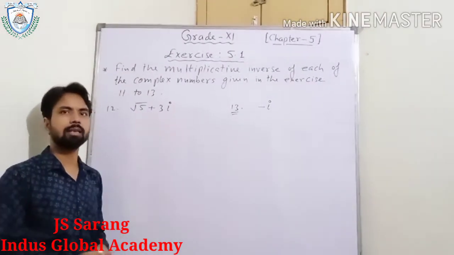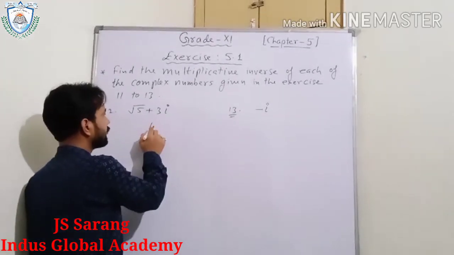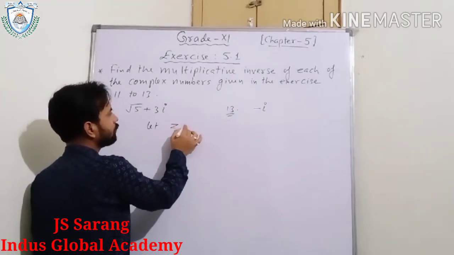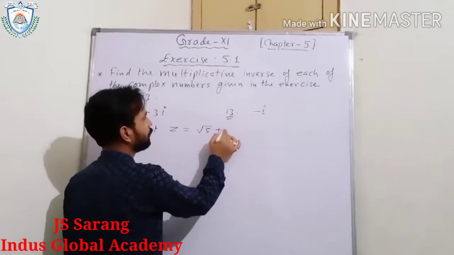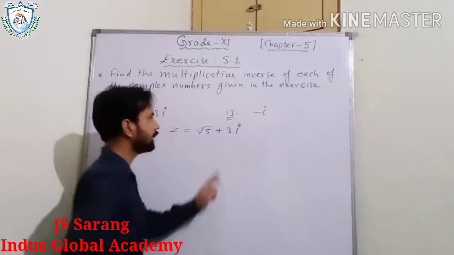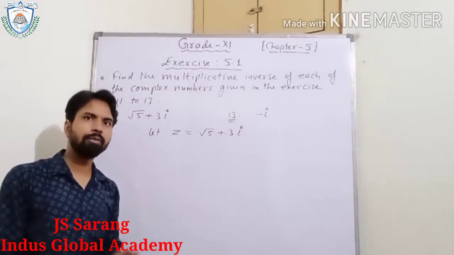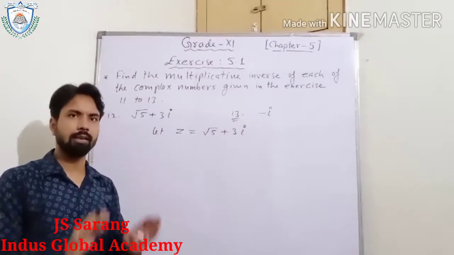This complex number is given here. First we will consider it equal to z. z equals root 5 plus 3i. This complex number is given, and we have to find its multiplicative inverse.